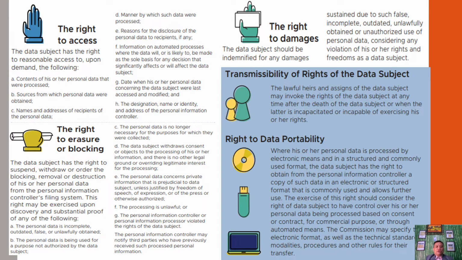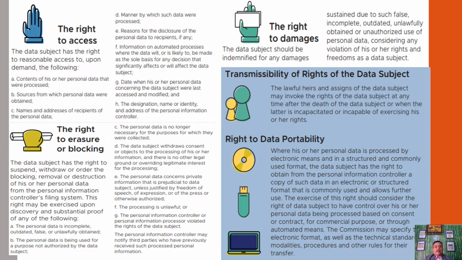The right to erasure or blocking. The data subject has the right to suspend, withdraw, or order the blocking, removal, or destruction of his or her personal data from the personal information controller's filing system. This right may be exercised upon discovery and substantial proof of any of the following. So, for example, the personal data is incomplete, the personal data is being used for a purpose not authorized by the data subject, and others.